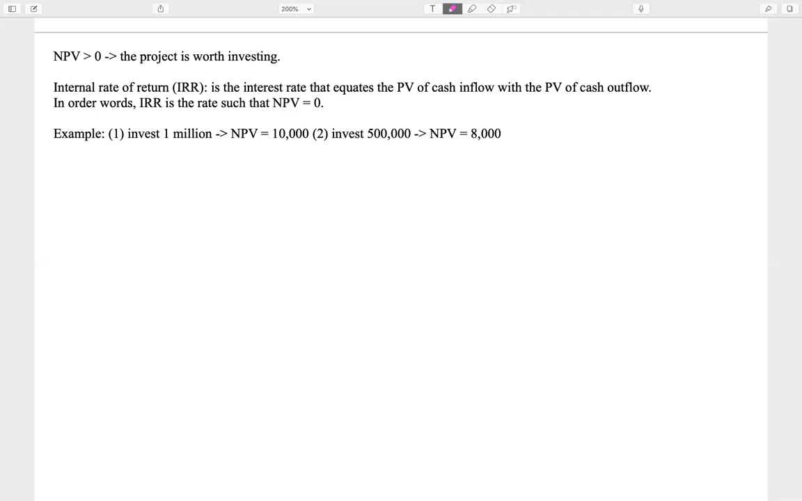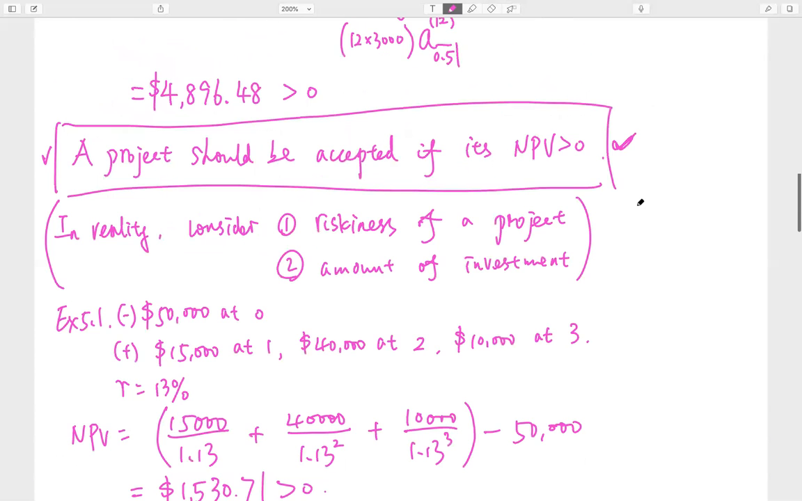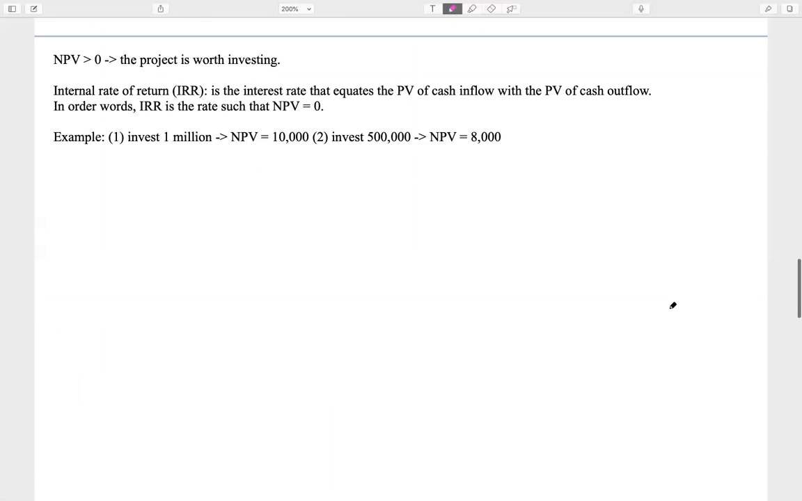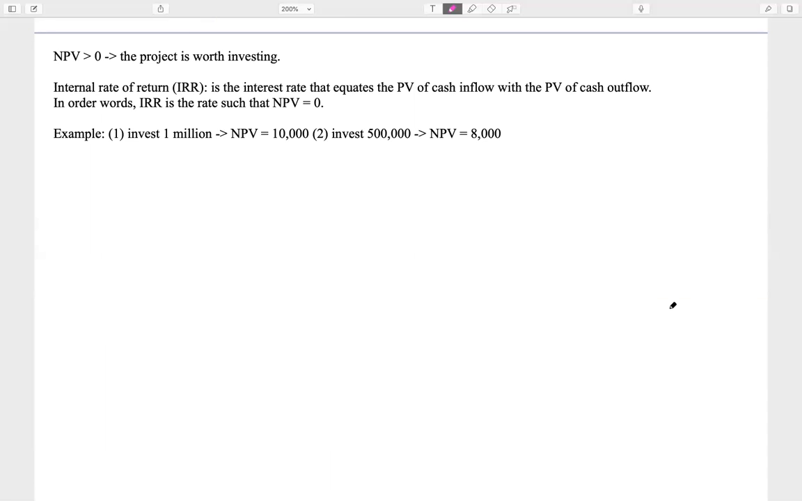Let's continue that house example, if you recall. Now let's say we don't know the interest rate, because previously in this example we assumed the interest rate is 8%. That is the interest rate or the cost of capital. Now we don't make that assumption. We assume there exists a rate such that NPV is 0. So we try to solve this.